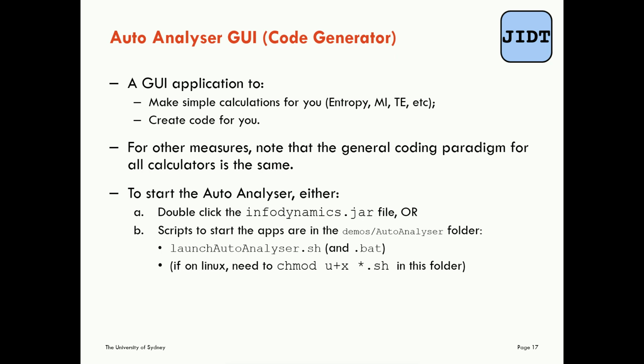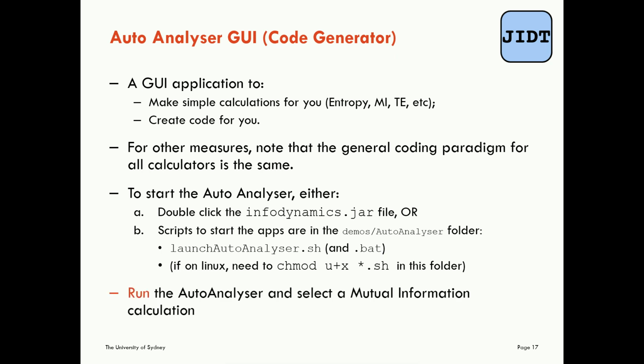So to start the GUI demo, it's really easy. You either just double click the jar file, or you can find scripts to launch the app in the demo's AutoAnalyser folder. There are shell scripts there if you're a Linux user, or batch files if you're a Windows user. And importantly, if you're on Linux, you need to set the executable bit before you can run those shell scripts. And the same holds for the jar file as well. So let's have a look.